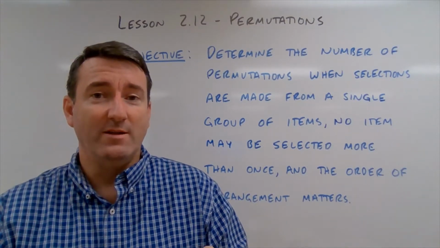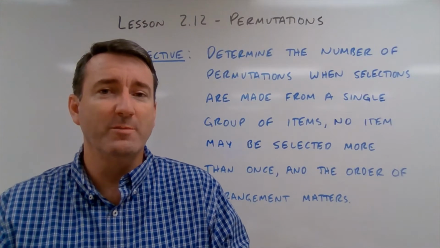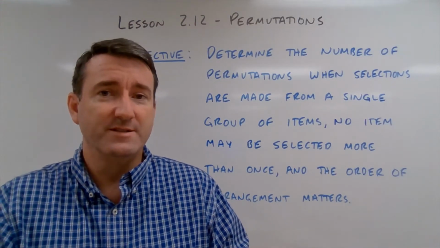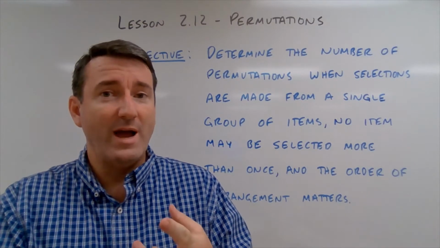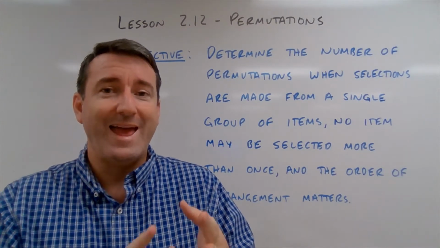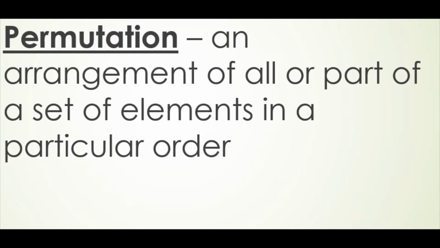Lesson 2.12, Permutations. Our objective for this lesson is to be able to determine the number of permutations when selections are made from the same group of items, no item may be selected more than once, and the order of arrangement matters. Let's start by defining permutation. A permutation is an arrangement of all or part of a set of elements in a particular order.